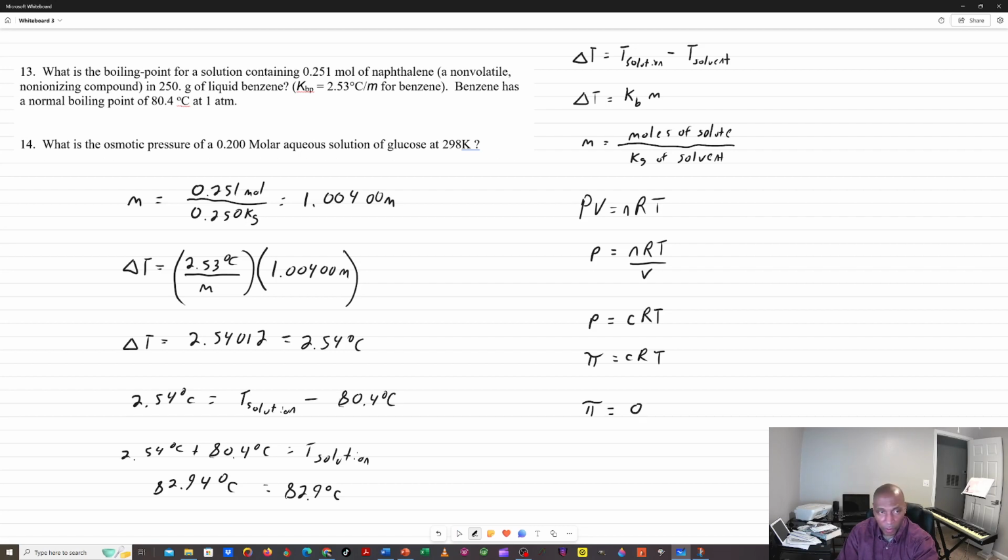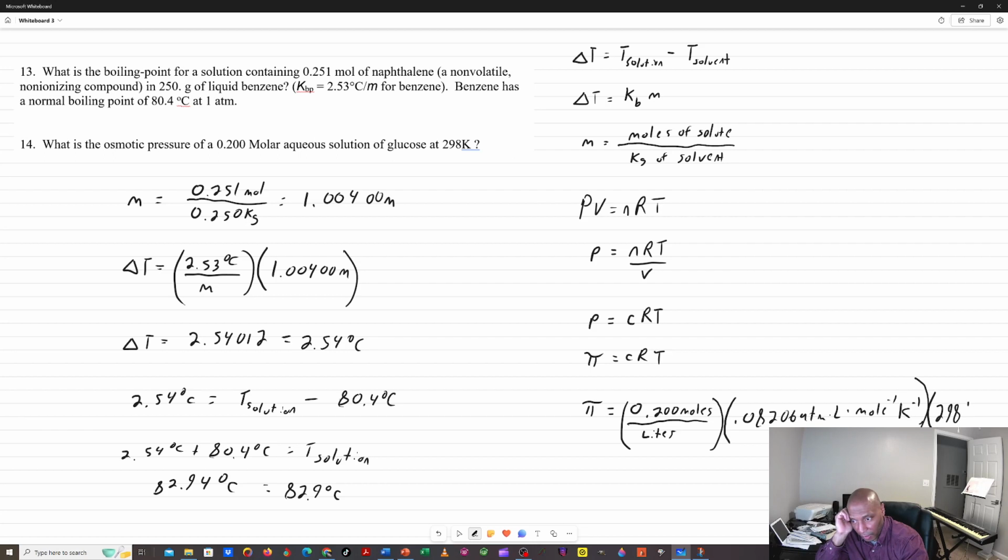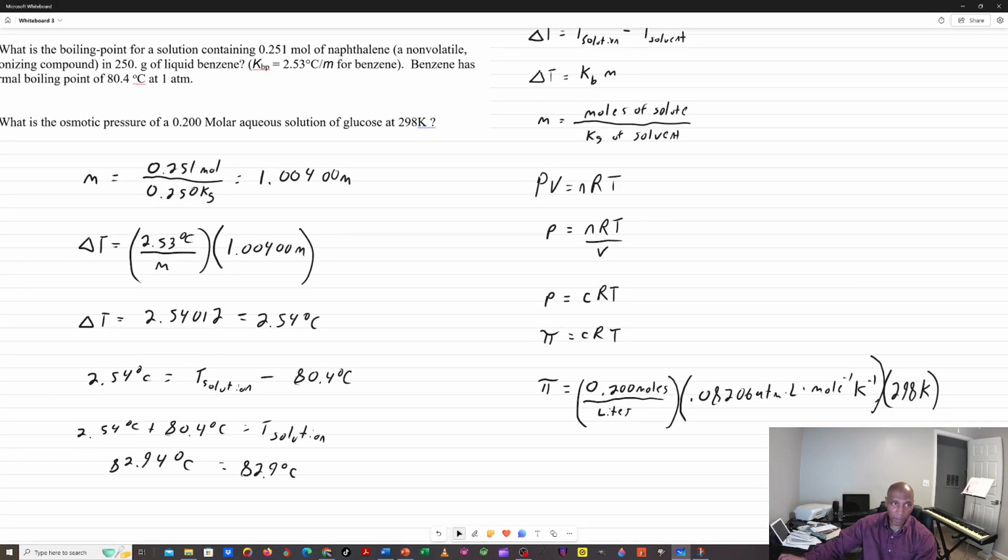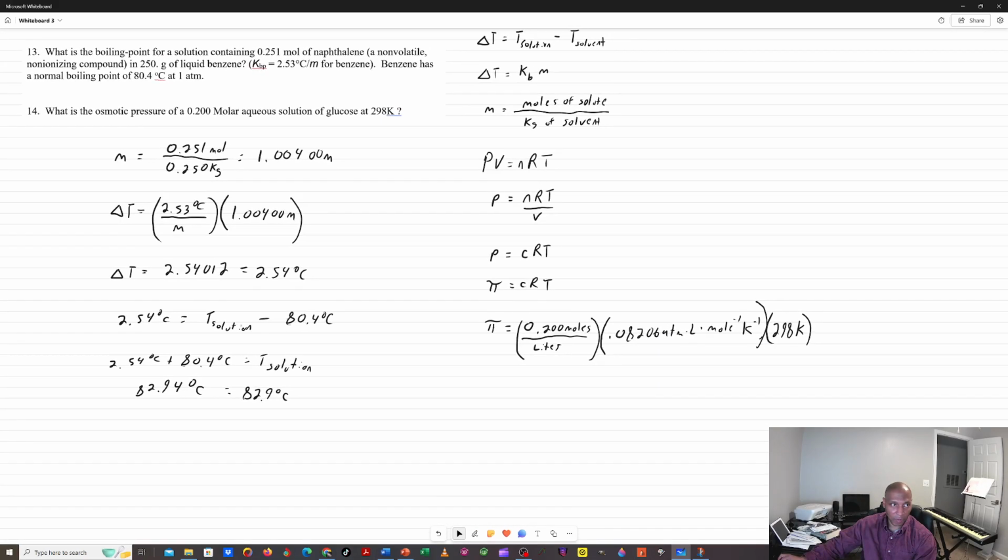0.200. I'm going to go ahead and put moles per liter right here so you can see my units cancel out, times R, which is 0.08206 atmospheres times liters per mole per Kelvin, and my temperature is 298 Kelvin. And like I've said many times in the past, if you use your units, the world is not going to come to an end, and the sky is most definitely not going to fall.